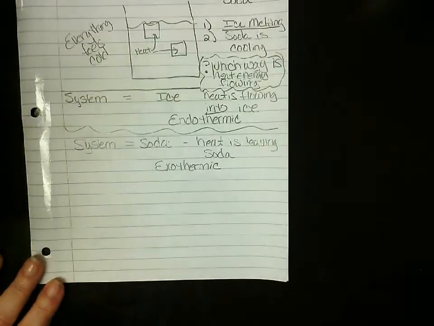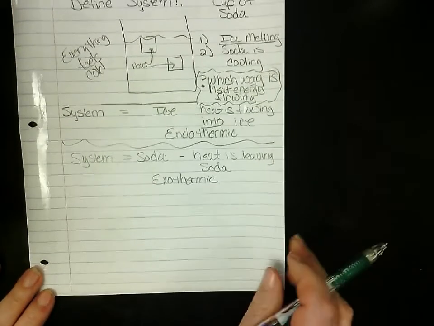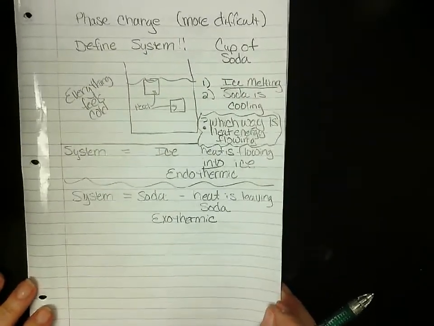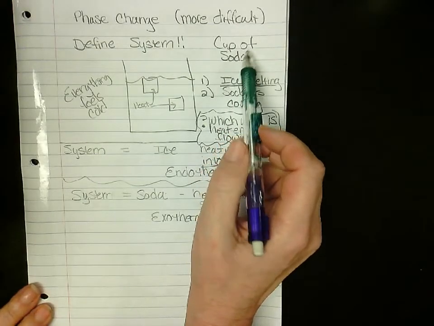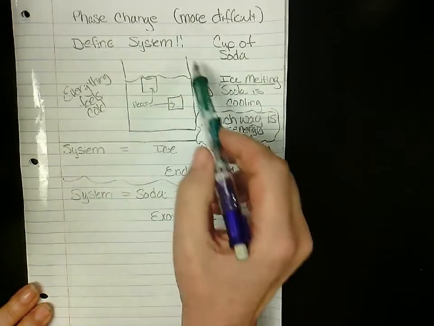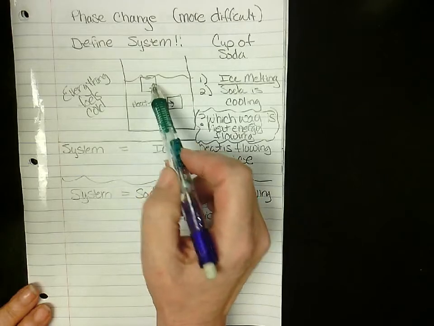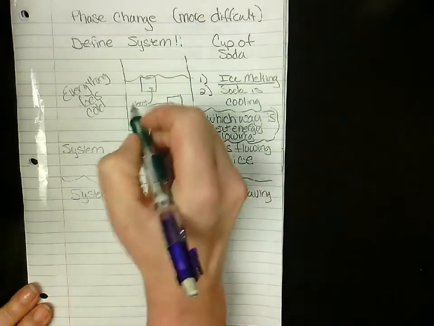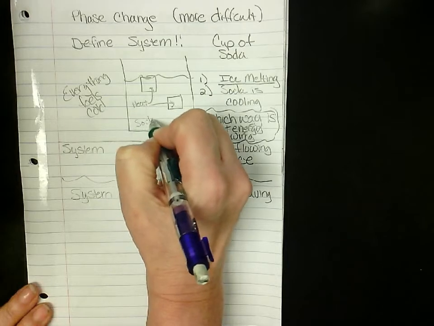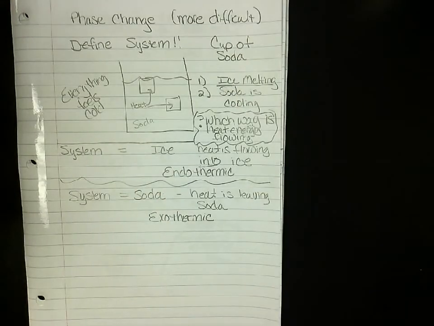So what I want to look at is why it becomes difficult and we must define our systems when we're talking about phase change. Let's take a cup of soda here. Here's my cup. Yes, I'm a wonderful artist, and here are my 2 cubes of ice, and they're in this liquid soda, okay? Now, if I feel this glass, it feels cold, so you just say it's cold, it's endothermic, but that's not true because we're not defining our system.